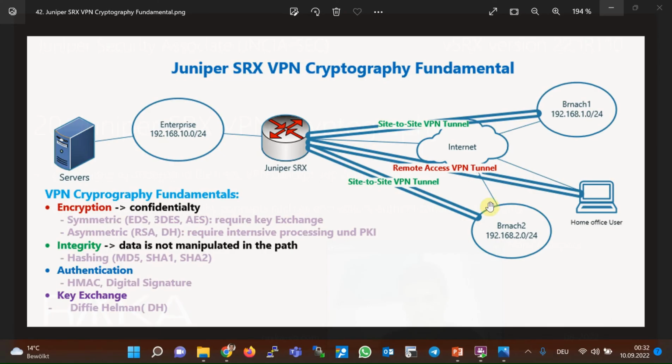Creating VPN connections is the most common solution to secure connections over public transport such as internet. VPN connection creates confidentiality to ensure the traffic is not intercepted by unauthorized persons. We can also make sure that the traffic is not manipulated on the path. In other words, ensuring data integrity.